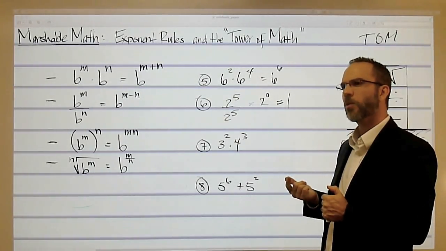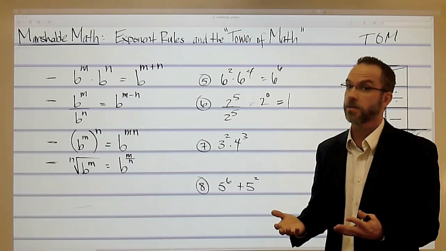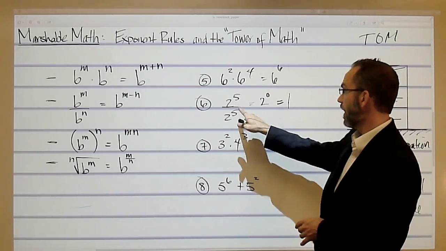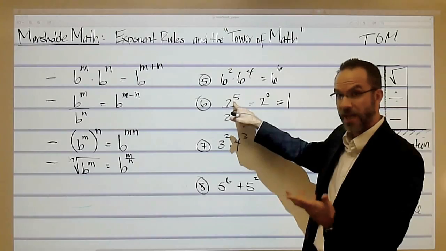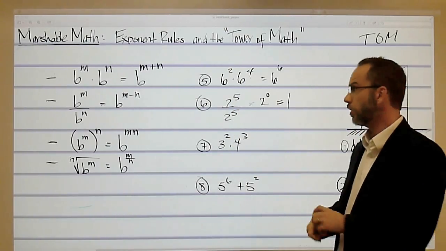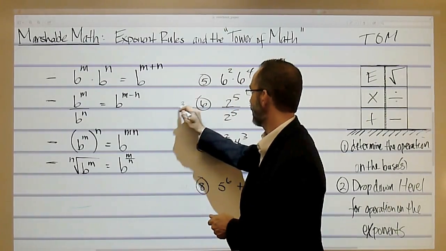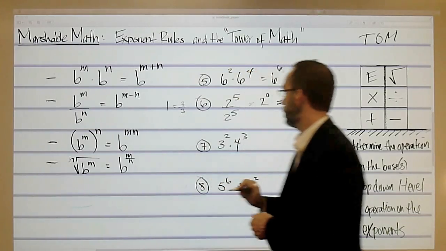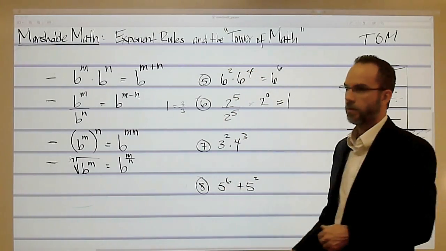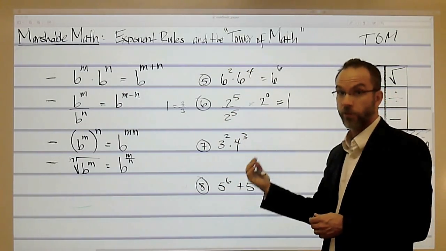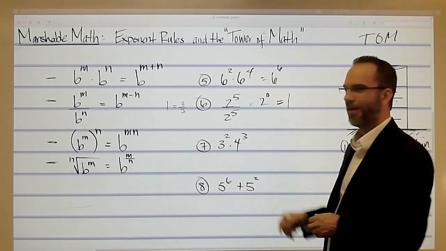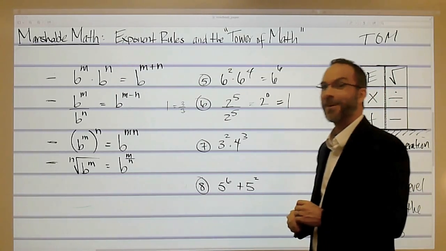Why is anything to the zero exponent one? Well, you know that it is, but if you think about it, don't I have a fraction here with the same thing in the numerator as I have in the denominator? Sure. So just like if I had something like 3 over 3, you would call that 1. Well, 2 to the 5th over 2 to the 5th, that's 1 too, right? 32 over 32, it's 1. There you go. Why? Think about that.